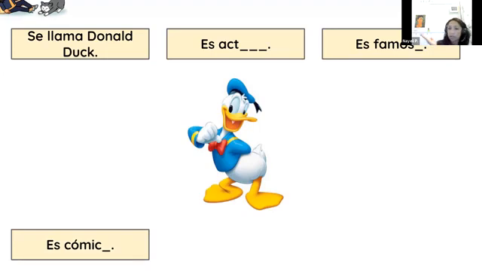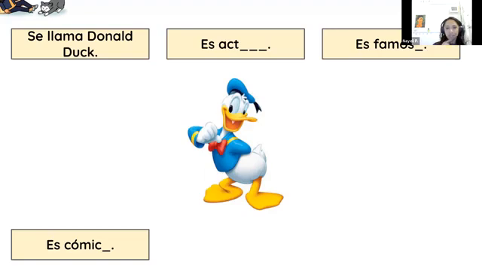Donald Duck es cómico? When I ask you a question, I don't change the words in Spanish. I only change the intonation of my words. Instead of saying es cómico, you hear the difference. ¿Es cómico? Is he funny? Is he a comedian? ¿Es cómico? Es cómico. Sí, es cómico.